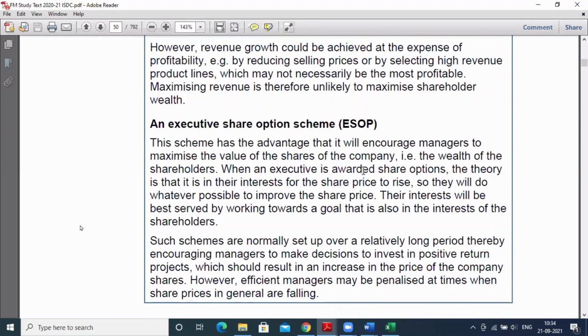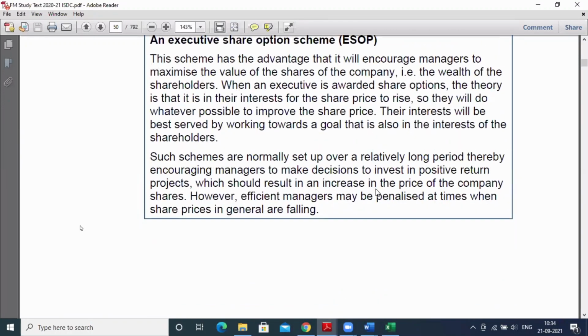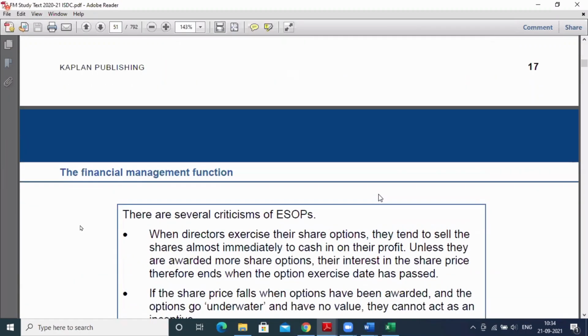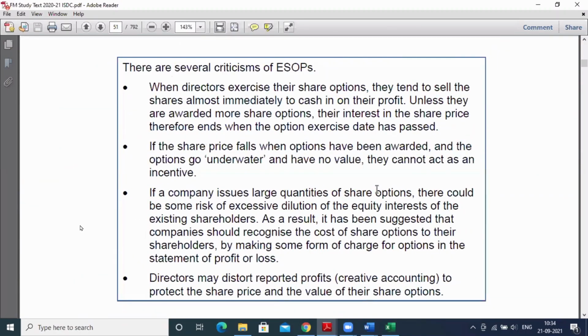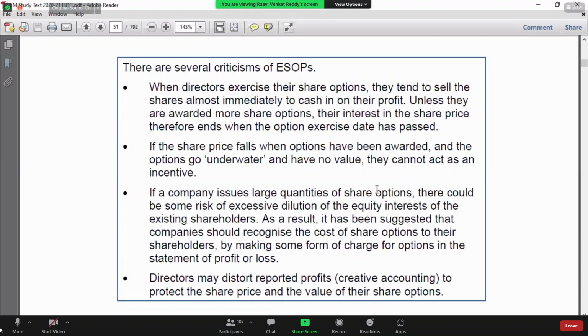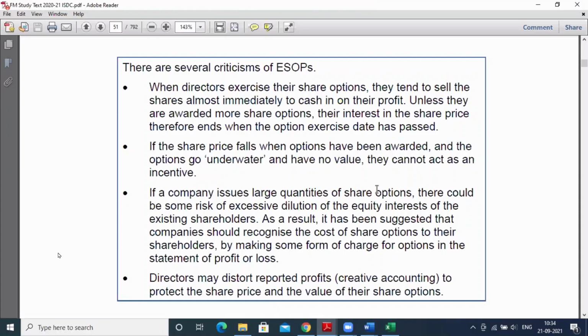This one, right? Employee stock option plan. Yeah, sure, definitely I will use that. If a company issues large quantities of share options, there could be some risk of excessive dilution of equity interest of the existing shareholders. As a result, it has been suggested that the company should recognize the cost of share options to their shareholders by making some form of charge for options in the statement of profit and loss. Very good point, right?